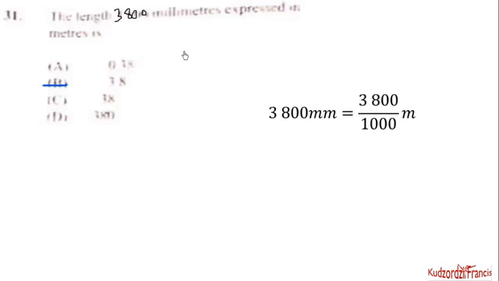Question 31. The length 3,800. Sorry for how blurred the paper is. That is why I keep reading it. 3,800 millimeters expressed in meters is, so you know that to convert from millimeters to meters, we divide by 1,000, and this will give us 3.8 meters. So the correct answer is 3.8, which is option B.